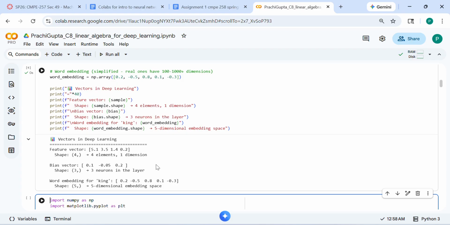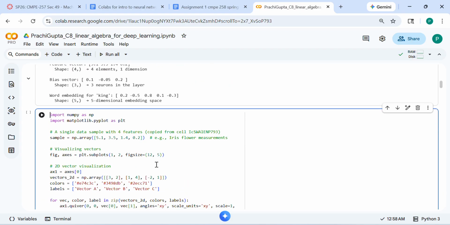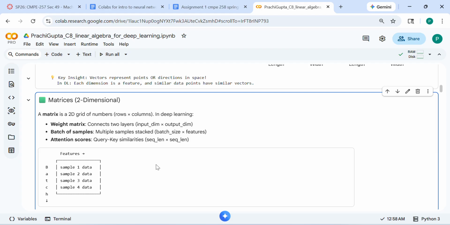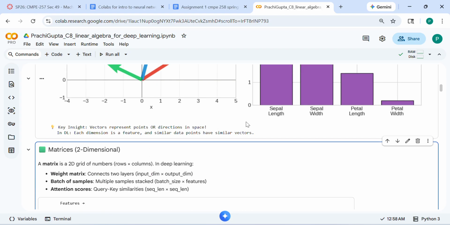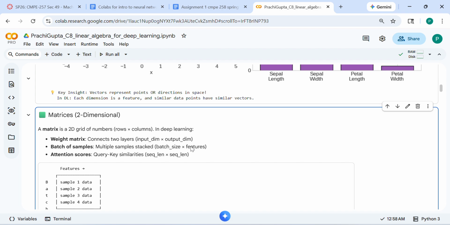Visually they are points or directions in the space, and if we visualize them, they are points or directions in the space. A key insight here in deep learning is that similar data points will have vectors that point in similar directions. So this is the main point here.